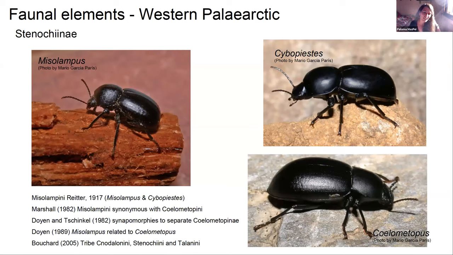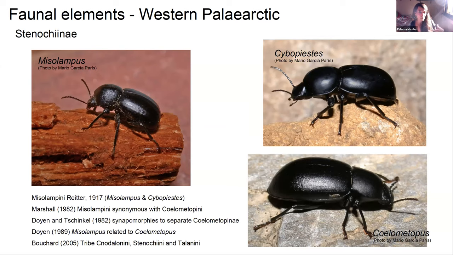And in these 3 genera, Misolampus, with 6 species, 5 of them endemic to the Iberian Peninsula, 1 of them distributed around Morocco, Algeria, and also reaching the Balearic Islands. Cibopiestes, with a restricted distribution to the Atlantic region of Morocco. And Colometopus with 2 species, Colometopus clypeatus in the northern half of the Iberian Peninsula with a widespread distribution, and the other species, Colometopus cobosi, only described from a small population in the southeast of the peninsula.